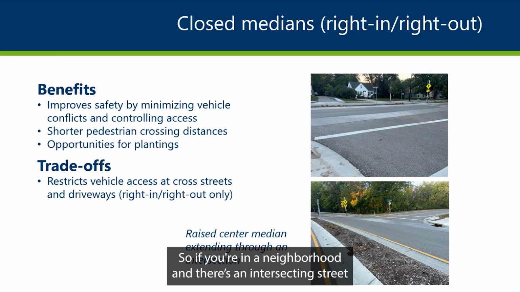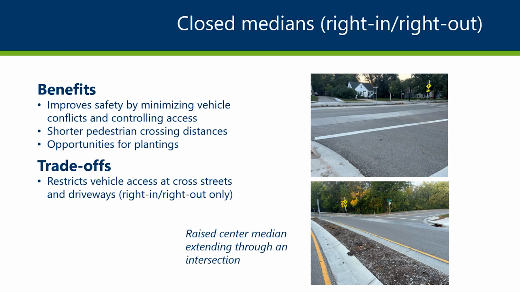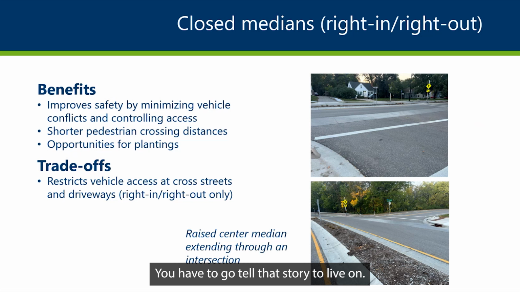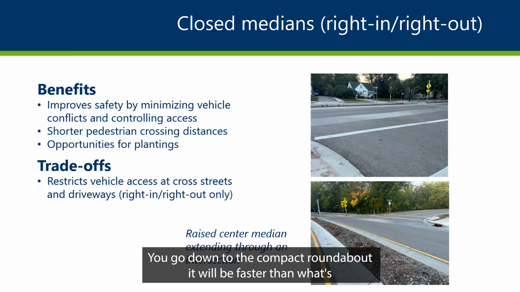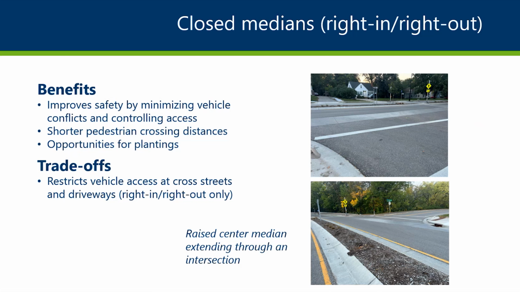There are trade-offs, right? So if you're in a neighborhood and there's an intersecting street and we're going to close a median, make it right in, right out, you're going to have to go tell that story to the people who live on that street as to why they can't take a left to get to the grocery store. And that story might be, hey, you're going to take a right and go down to the compact roundabout, maybe U-turn, it will be faster than it was, or whatever. But you've got to have that story.